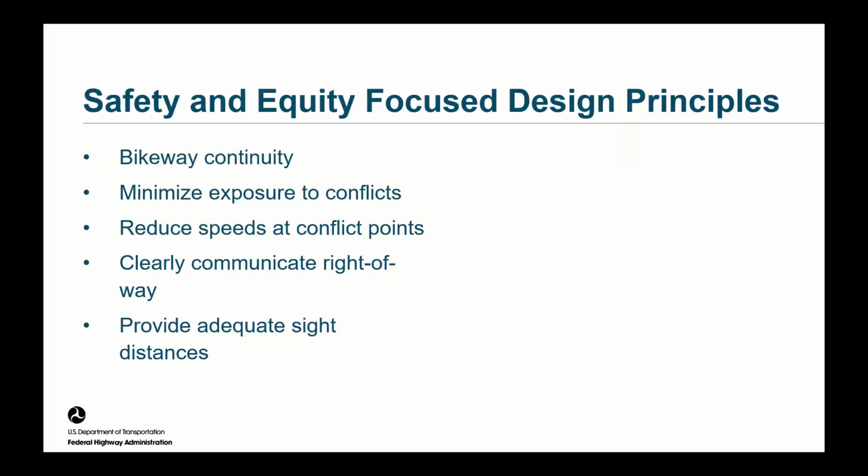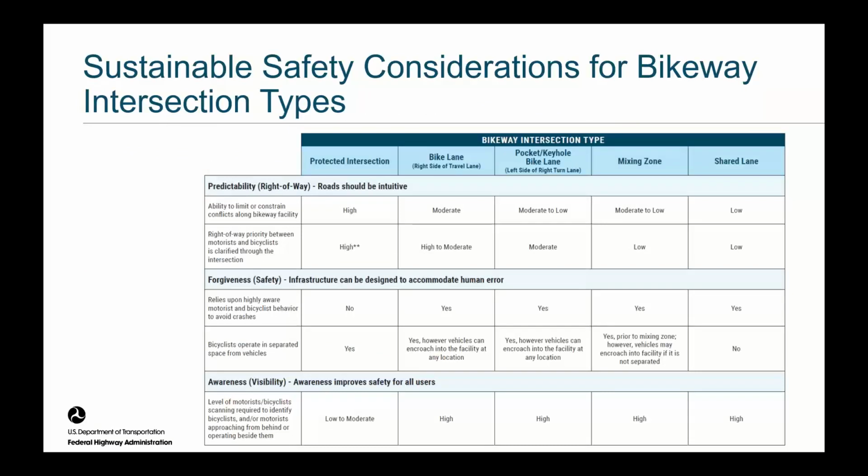Also, clearly communicating right-of-way. This can come down to simple countermeasures of marking conflict areas, creating crosswalks and bike crossings, making sure that priority is really established, and making streets and bikeways at intersections very legible for all users. And then lastly, providing adequate sight distance. This is key to safety, but also to make sure that all of our users understand where each of us are coming from, and how they're moving into the next space across intersections or making any turning movements. You can go to the next slide. Sorry, one more back.